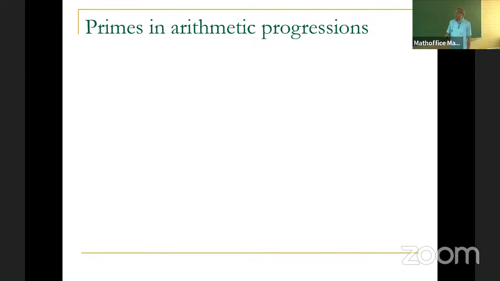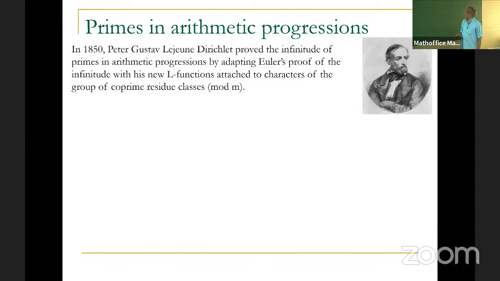Now, the primes in arithmetic progressions were studied by Dirichlet much earlier than Euler. He started studying them in 1837, I believe. That's Dirichlet. In 1850, he managed to show the infinitude of primes in arithmetic progressions by adapting Euler's proof, the proof that I gave you at the very beginning of taking the limit as s goes to 1. He adapted that proof to show that there are infinitely many primes in a given arithmetic progression.